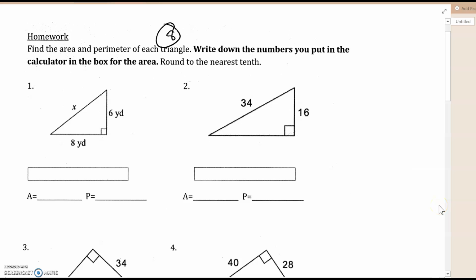All right, page 8 here. What do you get for x in number 1? Okay, you should get 10 for x after you do the Pythagorean theorem.